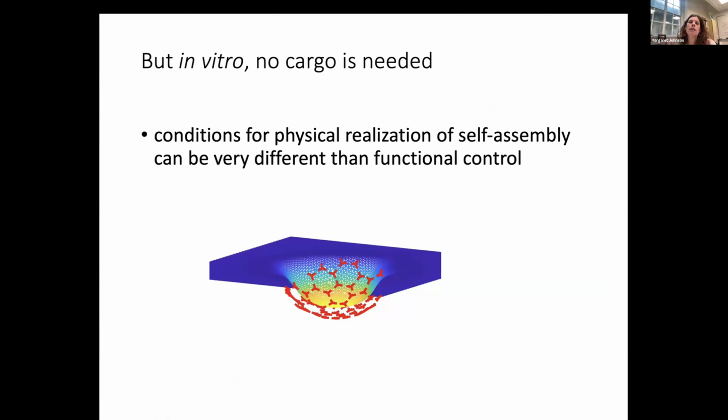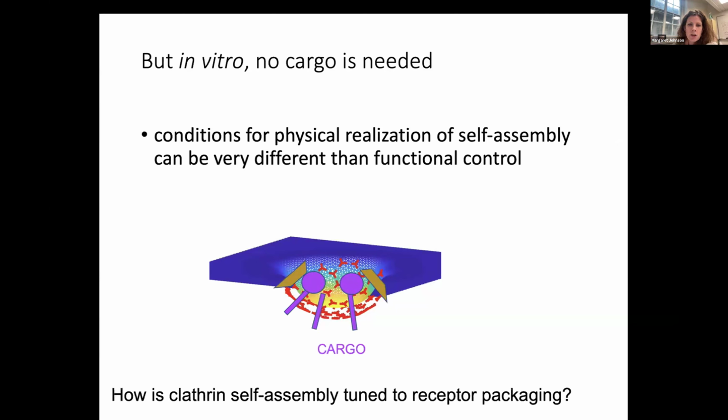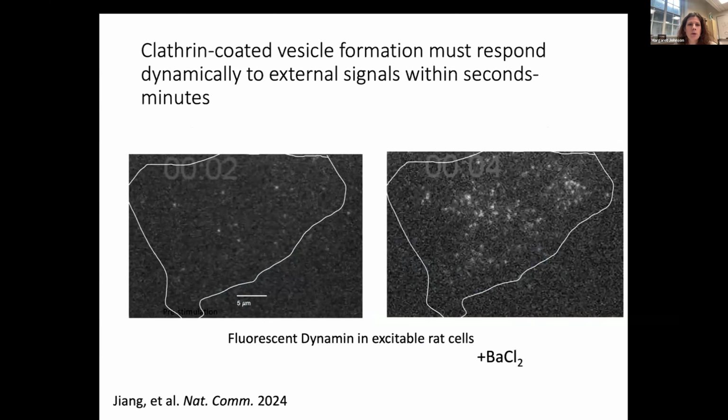But the whole job is to take up the cargo. So actually getting something to assemble and even bend the membrane is very different than achieving control of a functional process, right? We need it to take up cargo. We need it to package molecules that are required downstream. And so how do we actually tune the assembly process itself to make sure that it's proper and not just physically possible?